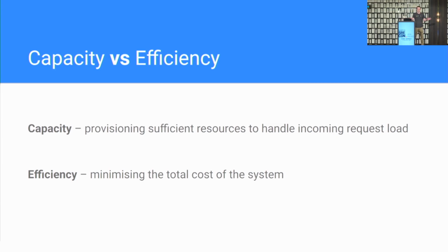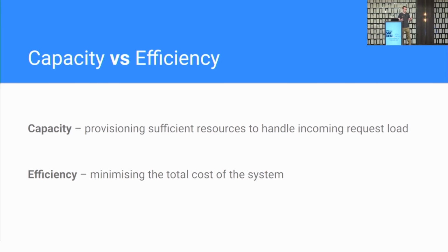Why do we have versus? What's the versus? Well, generally, these things are at odds with one another, right? You can make your system much cheaper by provisioning less resources. But if you provision less resources, that gives you less ability to handle changes in incoming requests. So there's a bit of tension here. Let's talk about how we can make trade-offs between the two and maybe some ways that we can optimize for both.